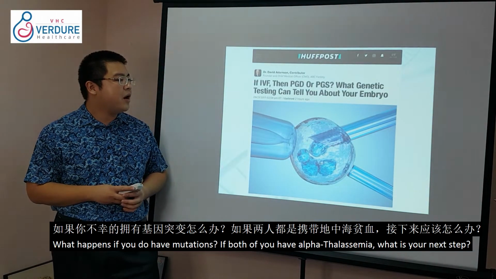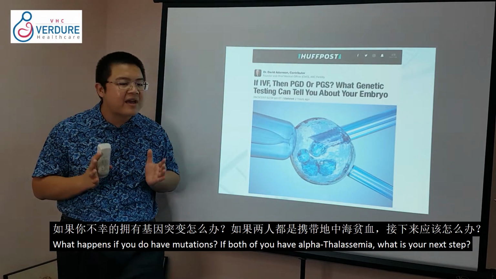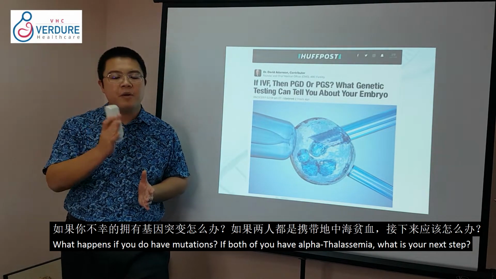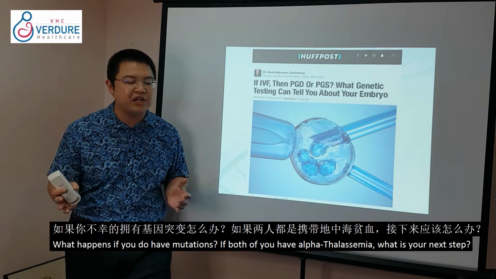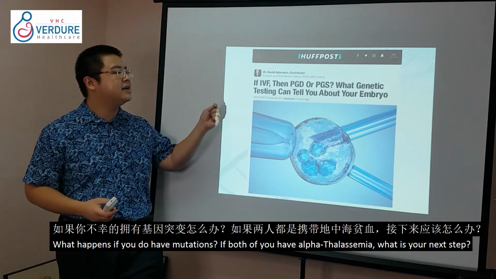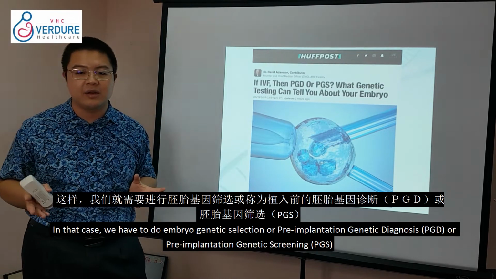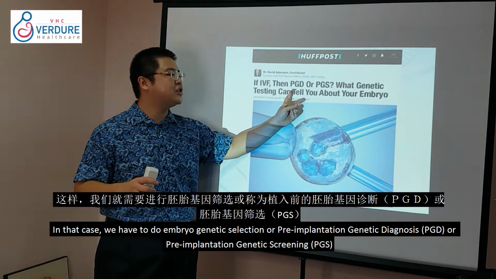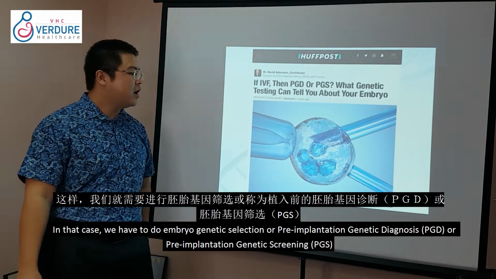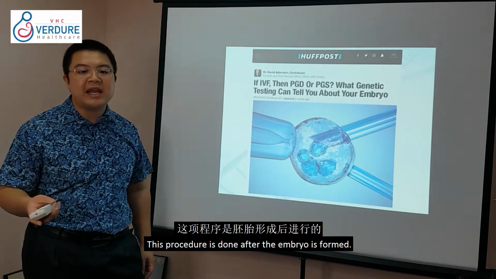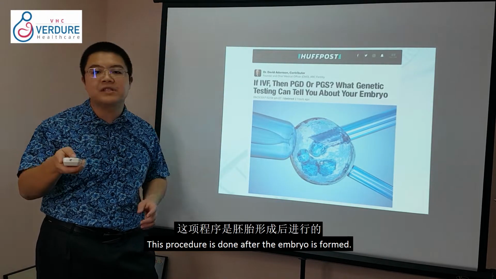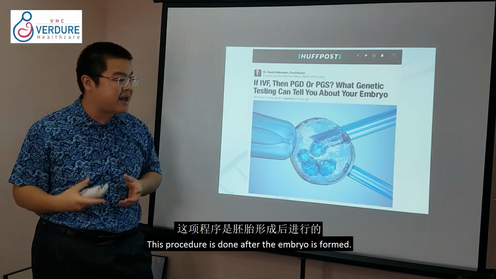Alright, so what happens if you do have a mutation? For example, if both of you have the alpha thalassemia gene, then what's next? In that case, we have to do embryo genetic selection, or the proper name is PGS-PGD. PGS-PGD is done after the embryo has been made.